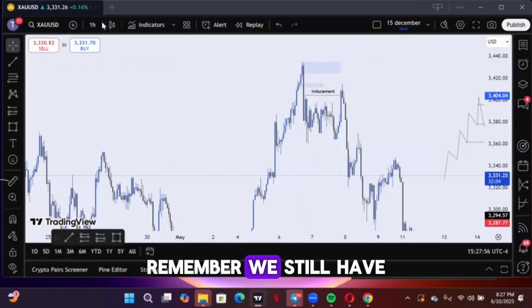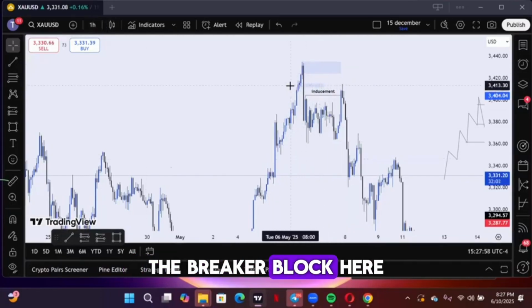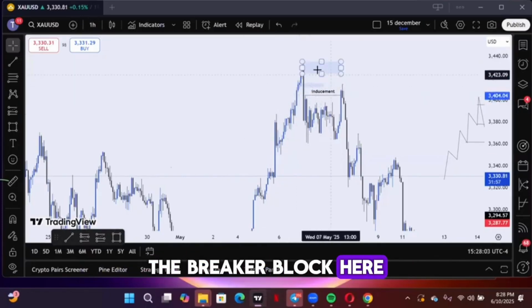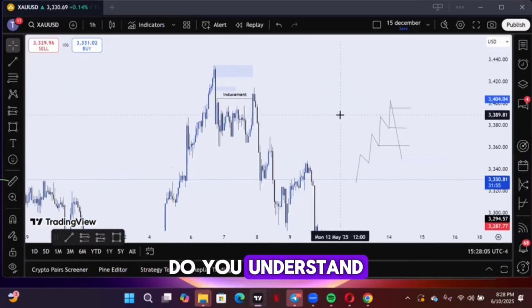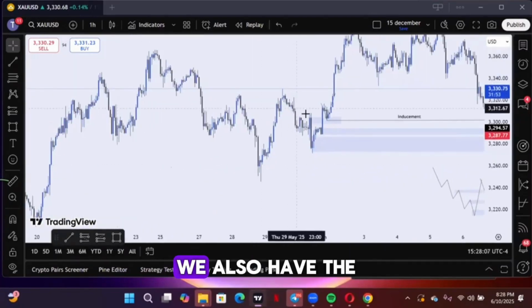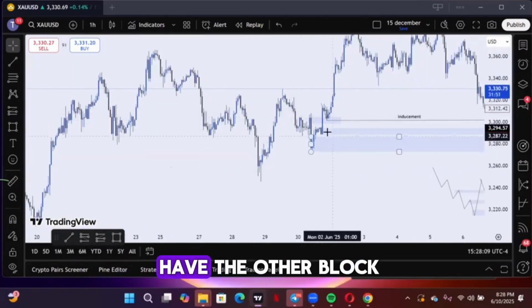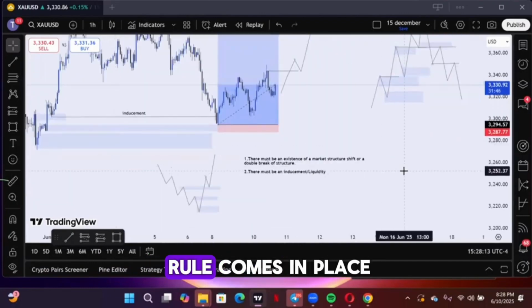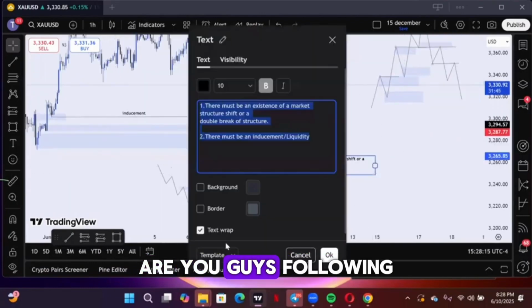So now, remember, we still have 2 points of interest here. The breaker block here, you can switch time frames if you don't really see it and it's not clear. The breaker block here and the other block up here, do you understand? Then for this zone, we also have what? We also have the breaker block here, and then we also have the other block here. So now, that's where the third rule comes in place. So after the second, are you guys following me up?